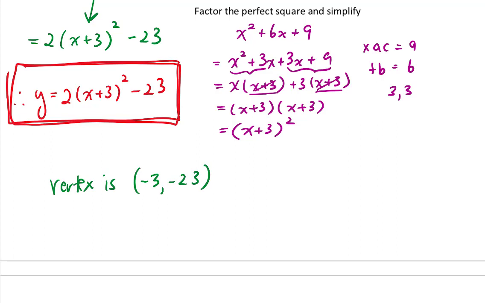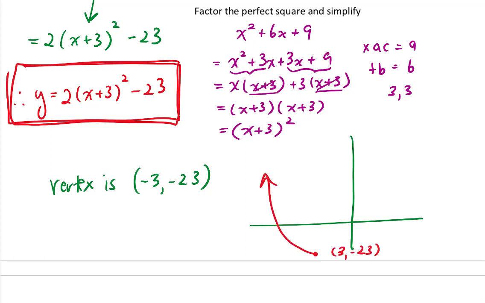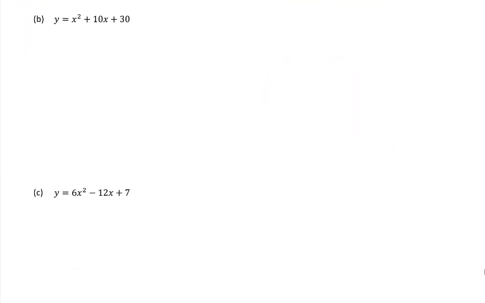And now that we know the vertex and we know the a value, we can actually do a quick sketch of this parabola. So using our vertex of negative 3 and negative 23, and knowing that our a value is positive, we see we have a parabola that opens up and crosses the x-axis at 2 points. So let's practice completing the square a couple more times.